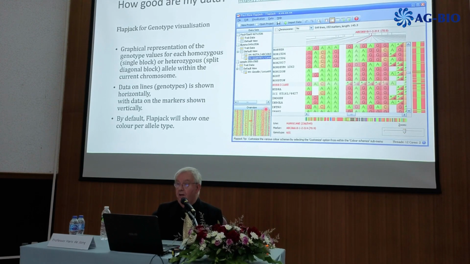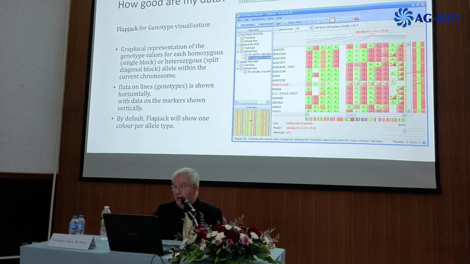So, in the preparation of our data, Ajahn Puimpak mentioned to me, how good are my data? Well, use the program Flapjack, very powerful. You can visualize the genotypes, and here also you can download Flapjack for free, and it works on Mac and Windows and so forth.